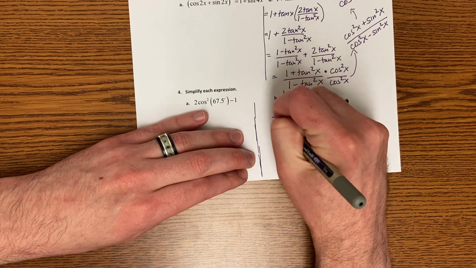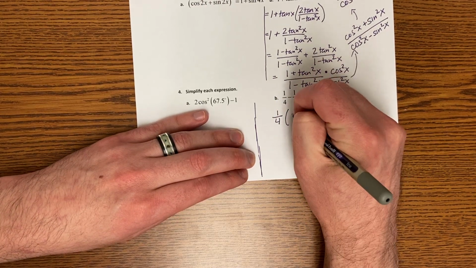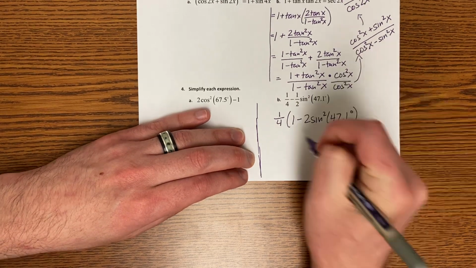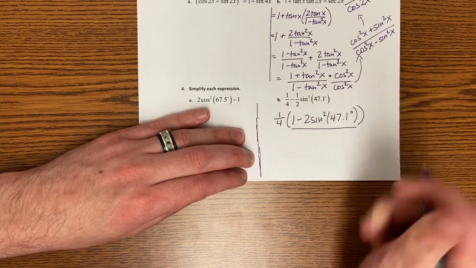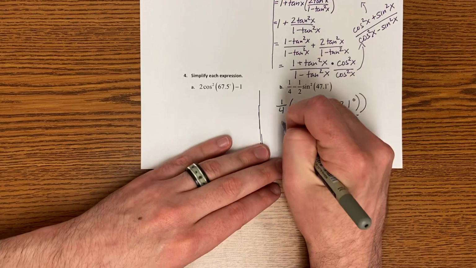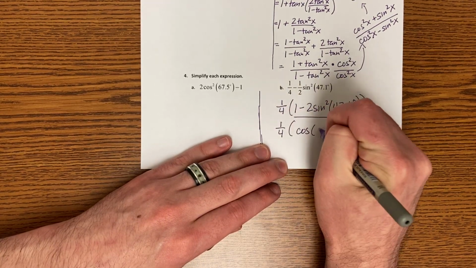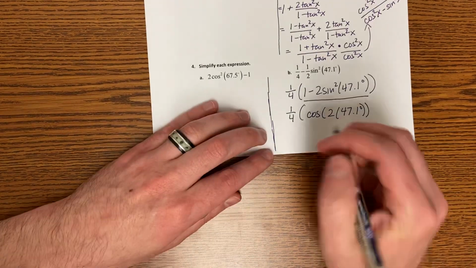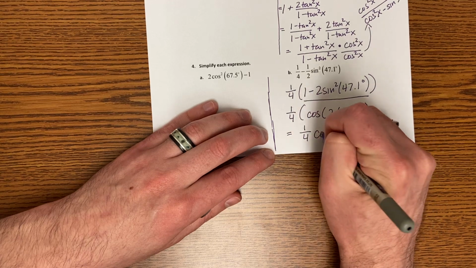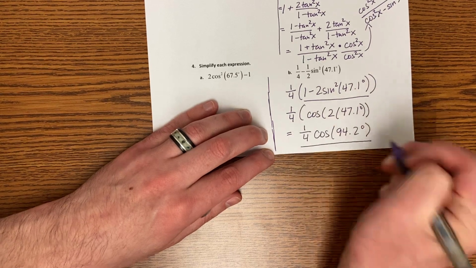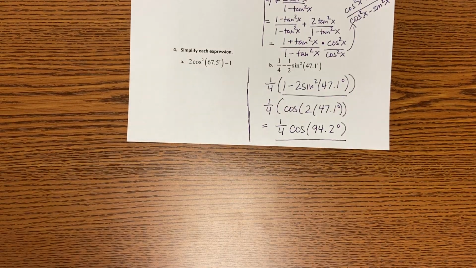So if I factor out a fourth, which is really dividing everything by a fourth, I'll have 1 minus 2 times the sine squared of 47.1 degrees. And then suddenly this piece right here does look like 1 minus 2 sine squared A, which will allow me to convert into cosine of 2A. In this case, the A is 47.1 degrees. And so this is equal to 1/4 times the cosine of doubling 47.1, which is 94.2 degrees. So you can clean it up into a much more simplified form.